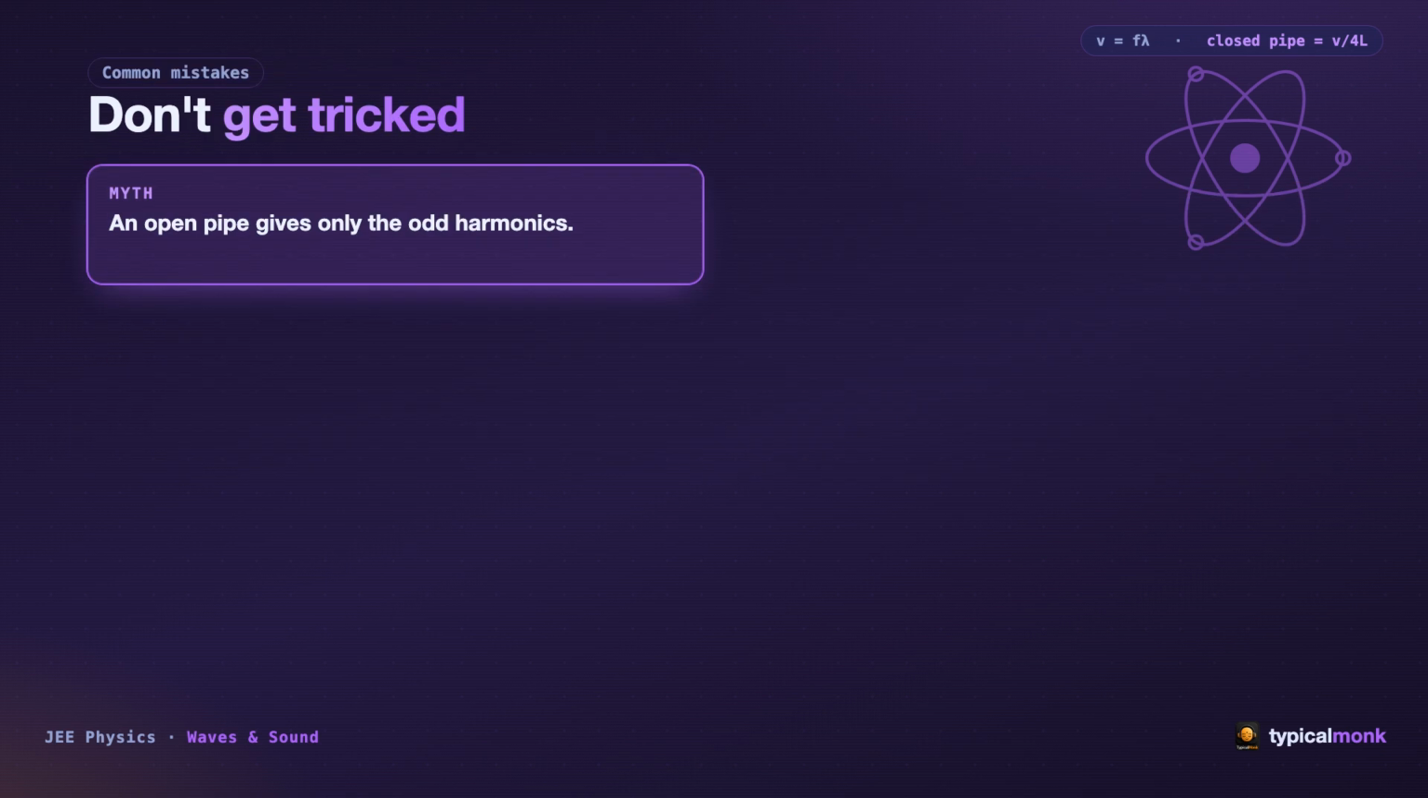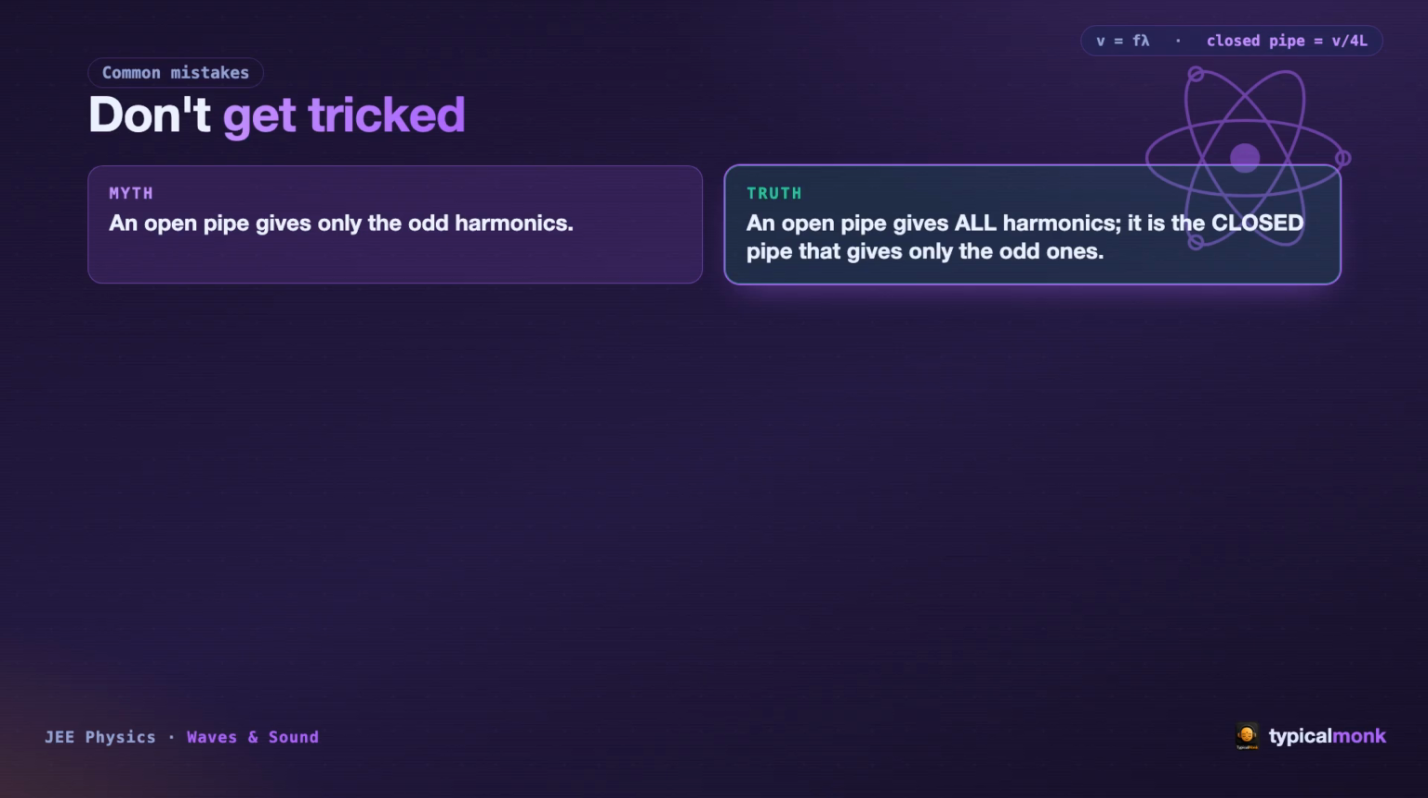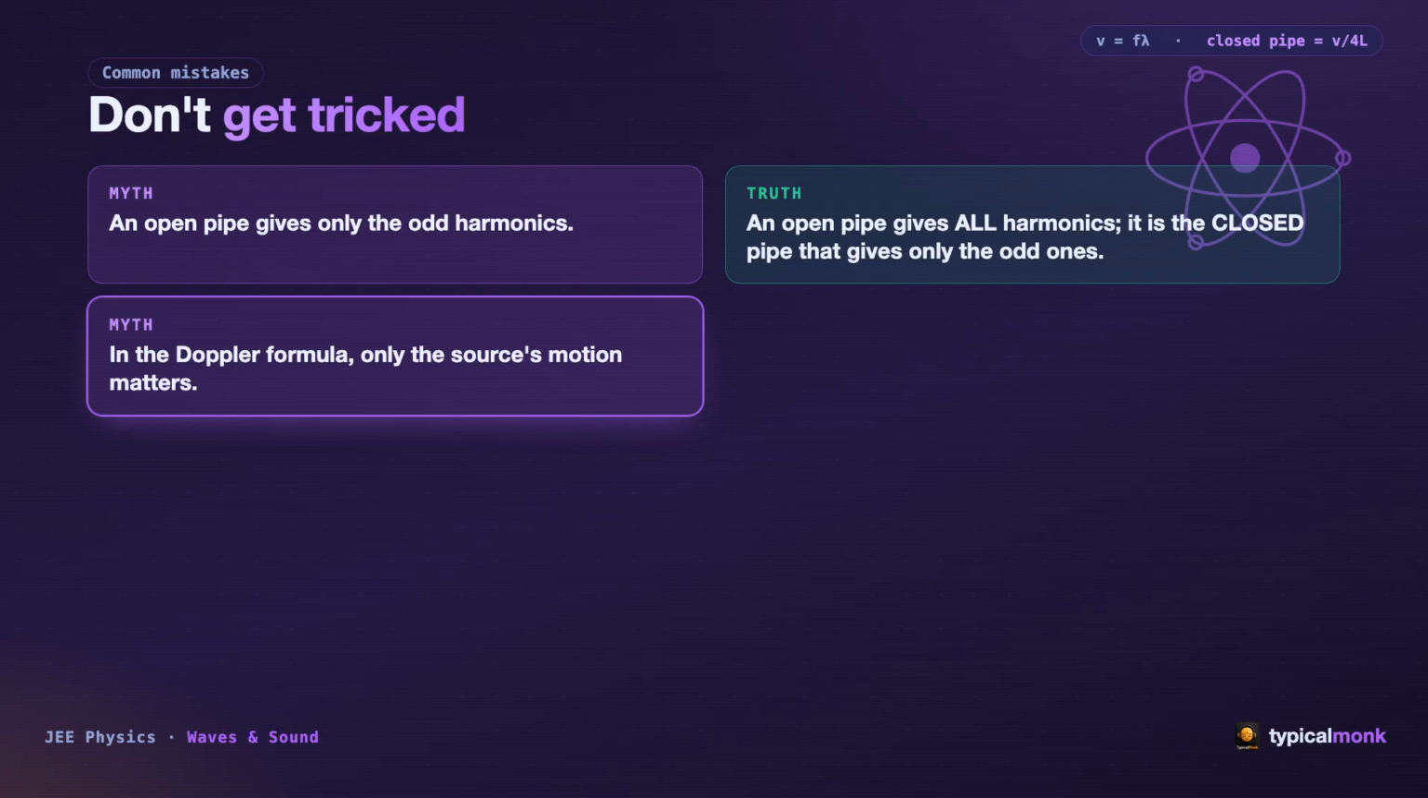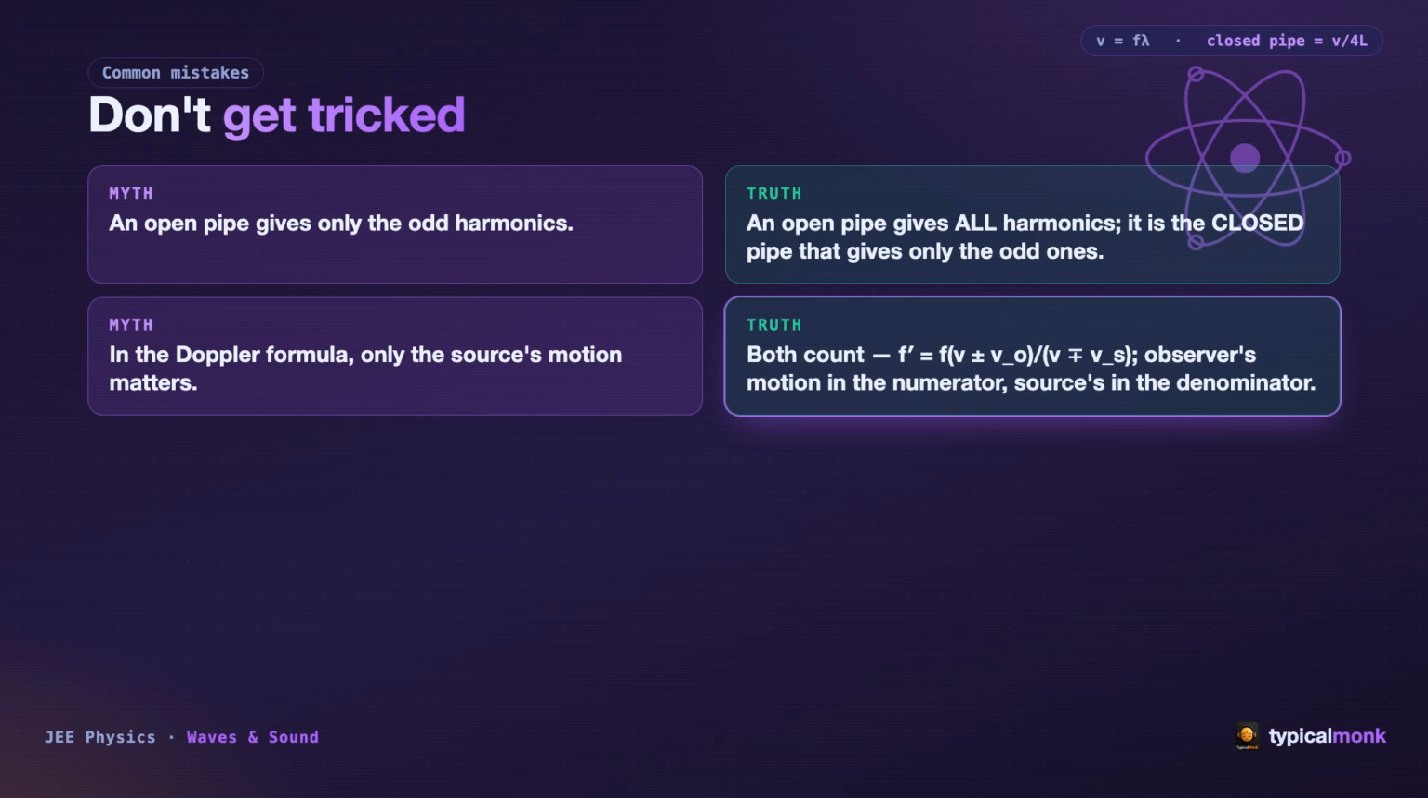Now the 2 mistakes that quietly cost marks. The myth: an open pipe gives only the odd harmonics. The truth: an open pipe gives all the harmonics. It is the closed pipe that gives only the odd ones. The second myth: in the Doppler formula, only the source's motion matters. The truth: both count. f dash equals f times (v plus or minus v observer) over (v minus or plus v source). The observer's motion sits in the numerator. The source is in the denominator.